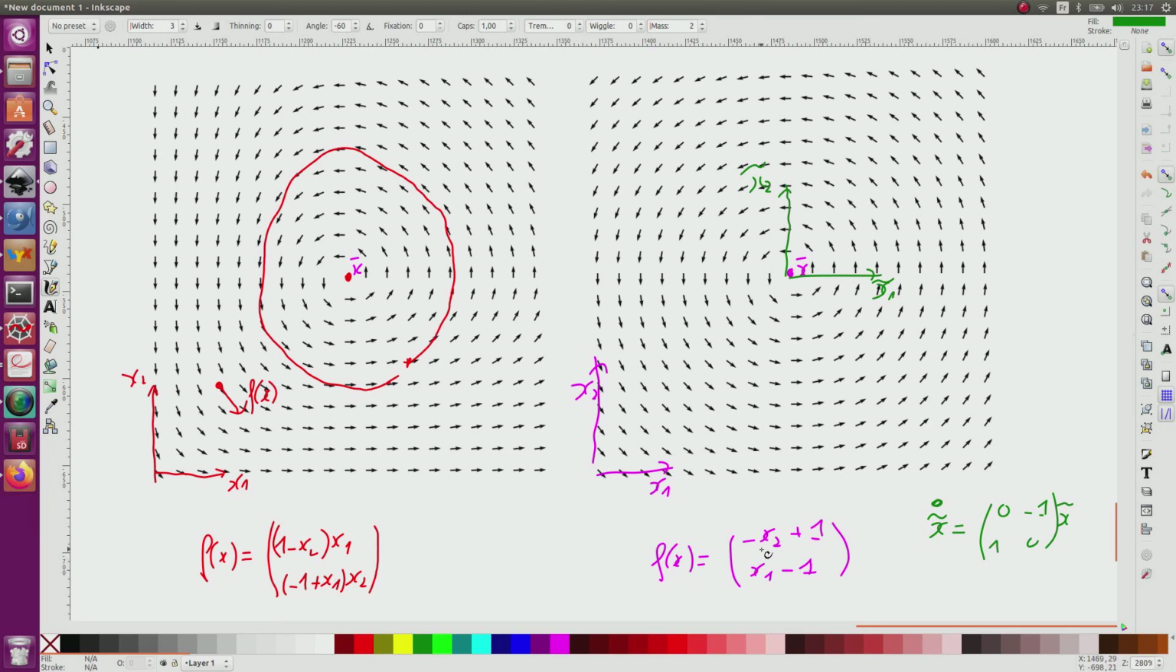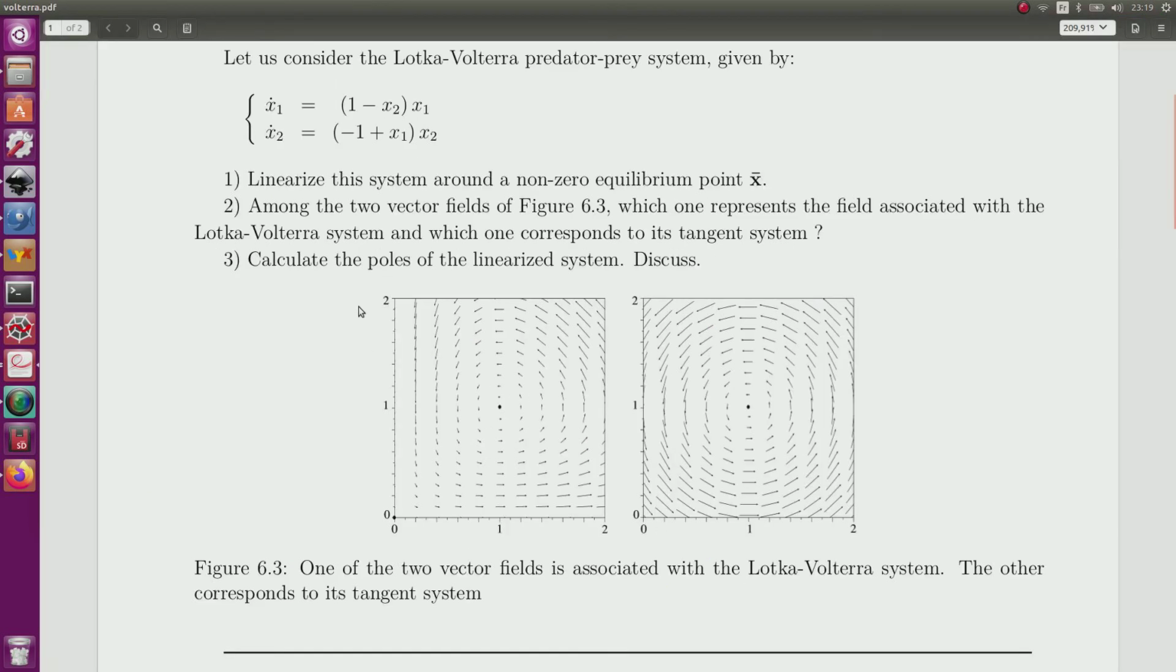If I apply this dynamic for the same initial condition as this one, in the affine system, the tangent system, I will obtain here something which is an ellipse or a circle. Exactly because this system is affine. And this system in the green, so in the variation frame, will correspond to a circle centered in 0. Last question is calculate the poles of the linearized system and discuss.